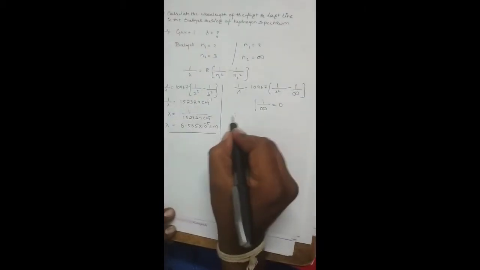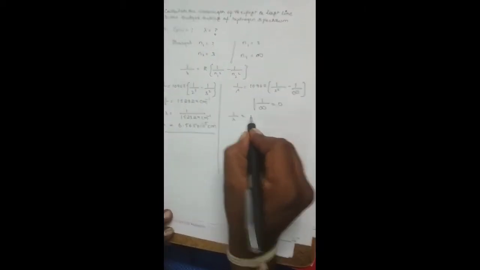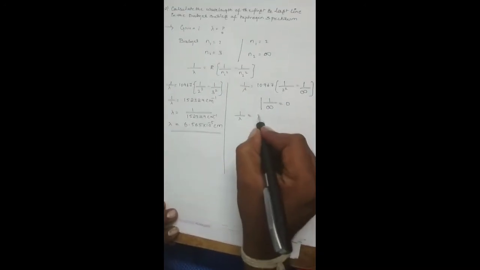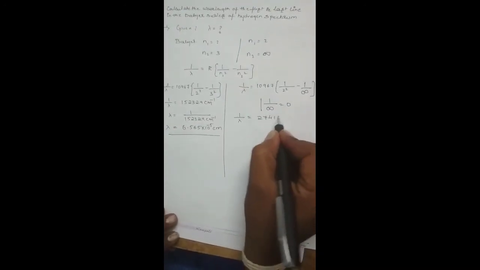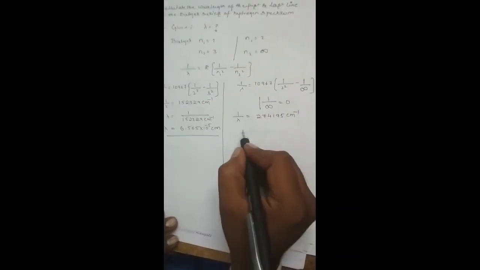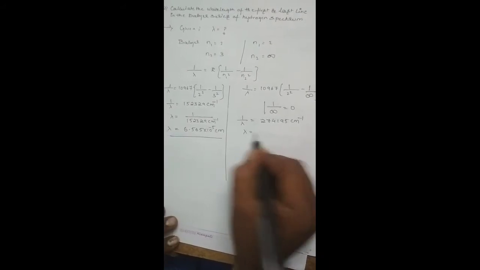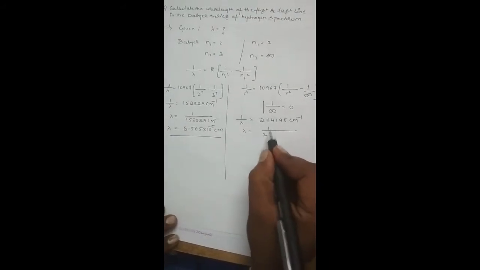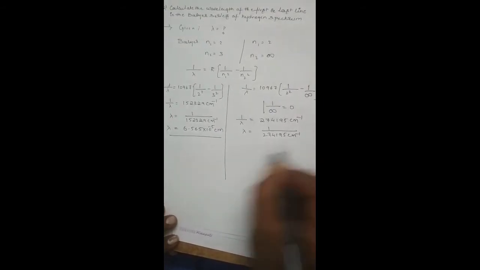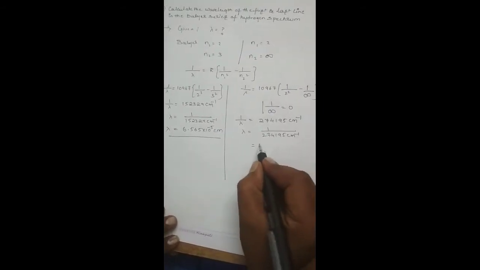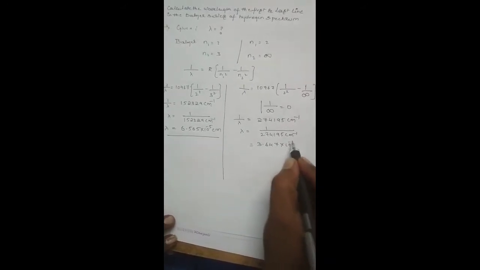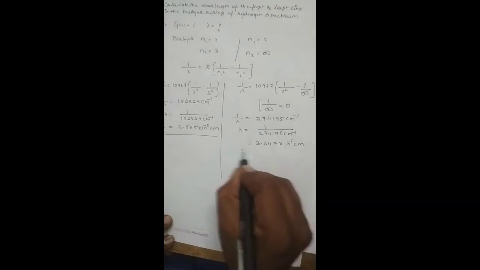Now 1 by lambda equals, if you substitute 0, overall substitutions we get 274,195 per centimeter. If you convert it into lambda, lambda is equal to 1 by 274,195 per centimeter. We will get 3.647 into 10 to the power of minus 5 centimeters.